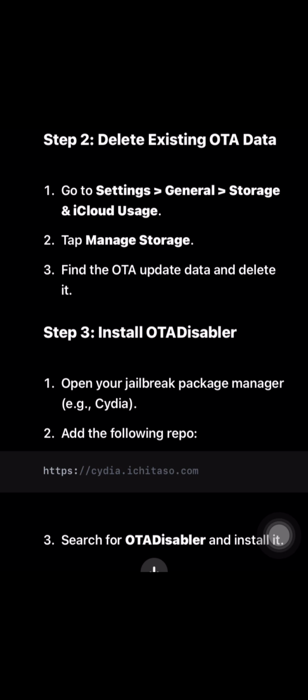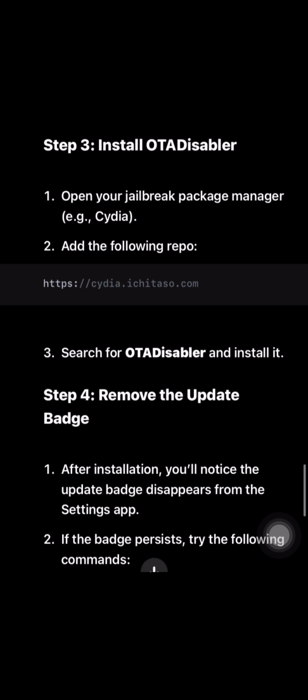Step 3: Install OTADisabler. 1. Open your jailbreak package manager, Cydia. 2. Add the following repo: cydia.ichitaso.com. 3. Search for OTADisabler and install it.